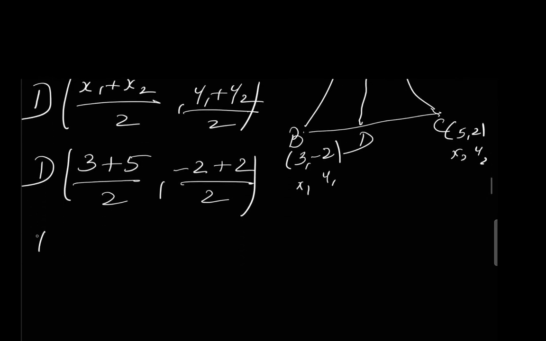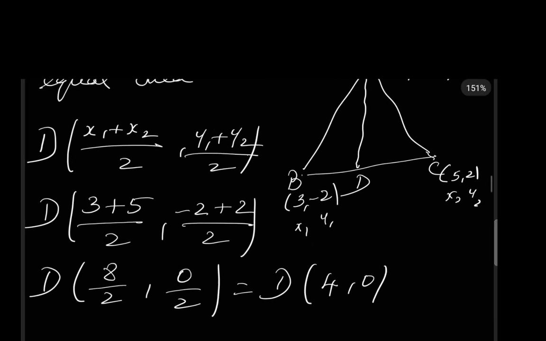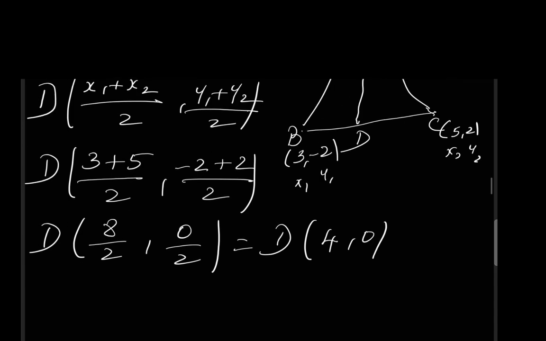So you will get D is 8 by 2, 0 by 2. That is D is 8 by 2 is 4 comma 0. So you have to mention the formula here. So this D point is (4, 0).